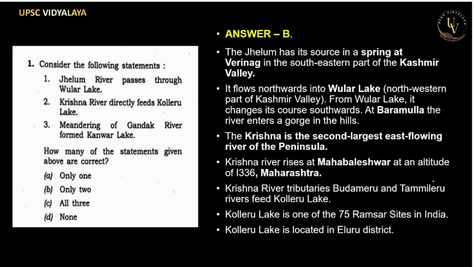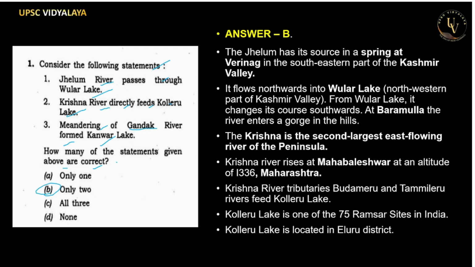The first question, if you see, consider the following statements. Jhelum River passes through Ular Lake. Krishna River directly feeds Kolleru Lake. Meandering of Gandak River formed Kanwar Lake. How many of the statements given above are correct? The answer for this question is B, only 2.